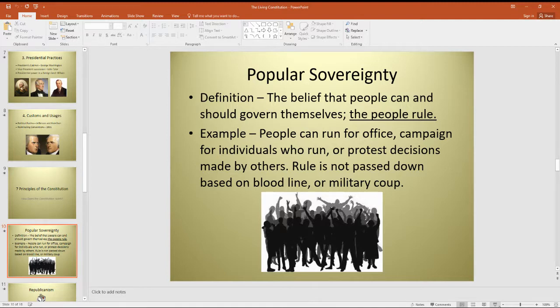It's the belief that people can and should govern themselves. In our founding document, the first 3 words are "we the people." That means that power ultimately rests in we the people, in the individuals, and we elect those people to rule for us. Rulership is not passed down based on a bloodline or a military coup. It's based on running for office and who we elect. That's popular sovereignty.